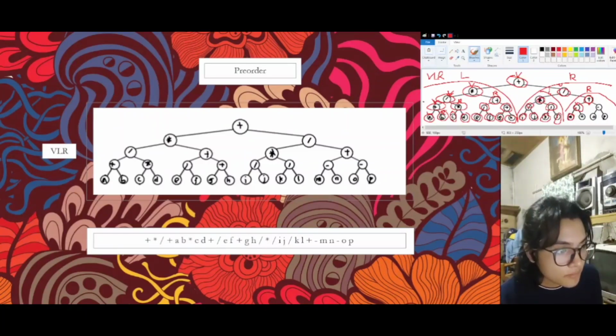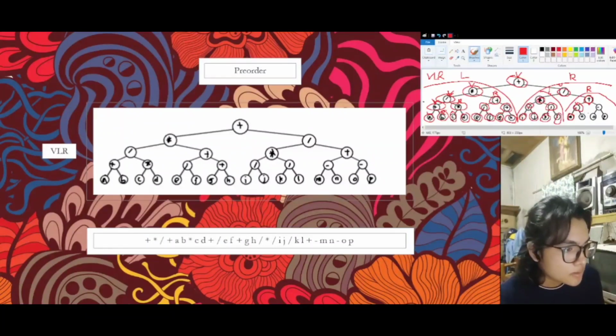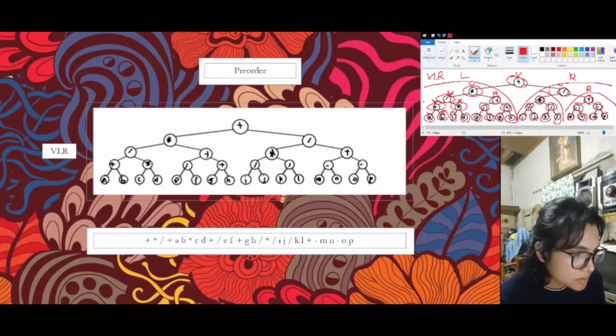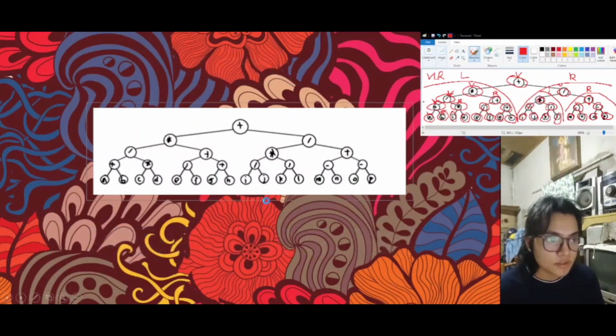And after M, we're going to proceed to the right parent nodes. So this means we are now going to move to N, then minus, and gonna be O first, then P. And that's how you traverse using a pre-order traversal.